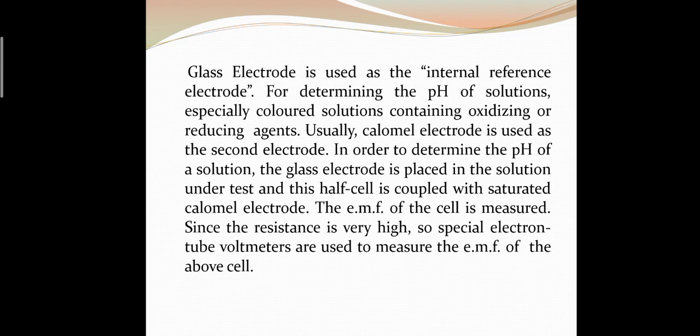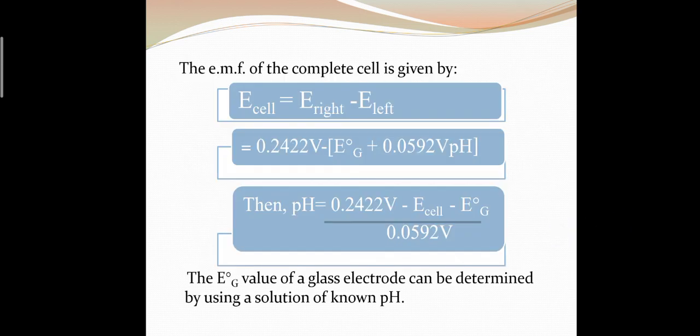Since the resistance is very high, special electron tube voltmeters have to be used to measure the EMF of the above cell. Now the EMF of the complete cell can be given by E cell equals E right minus E left. We are aware of the redox reaction phenomena.